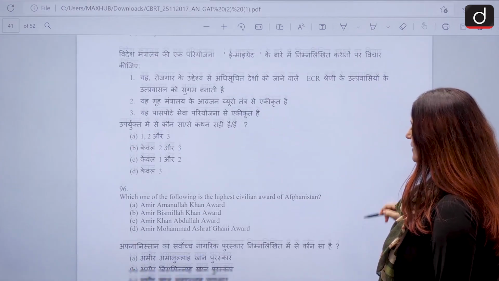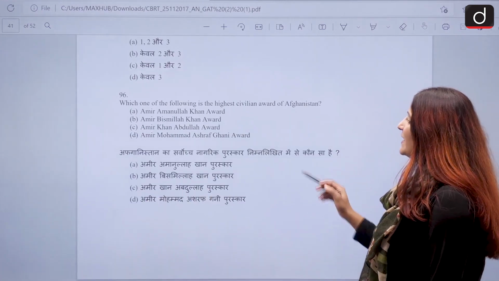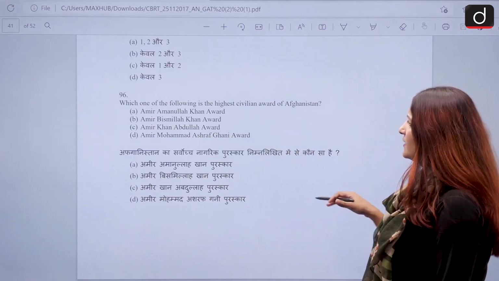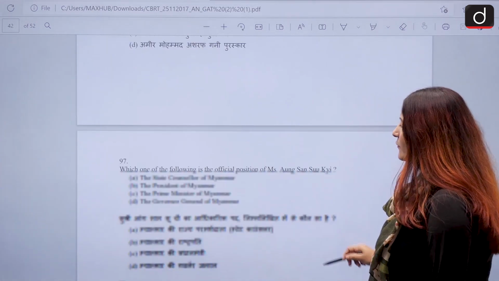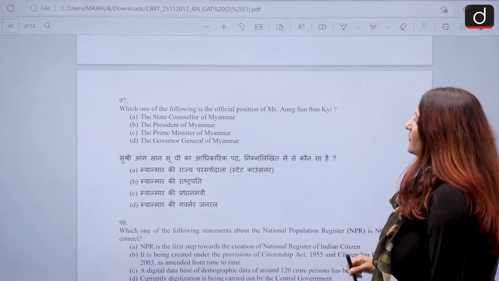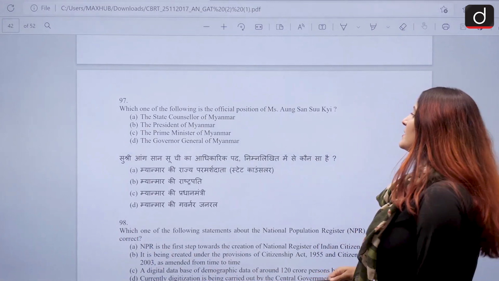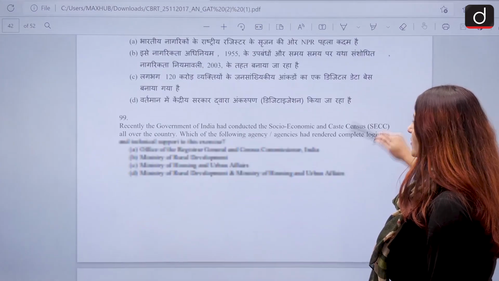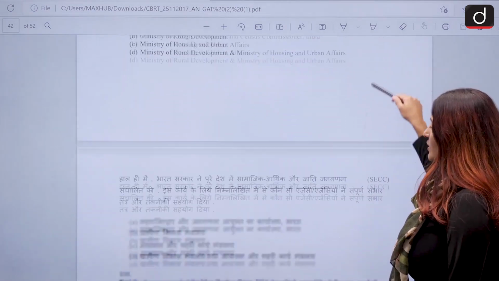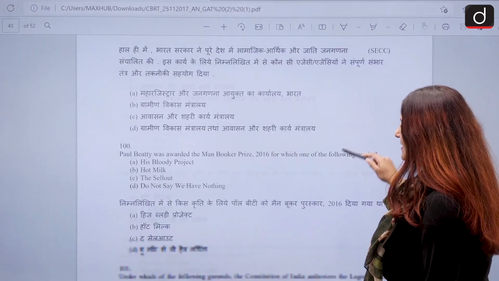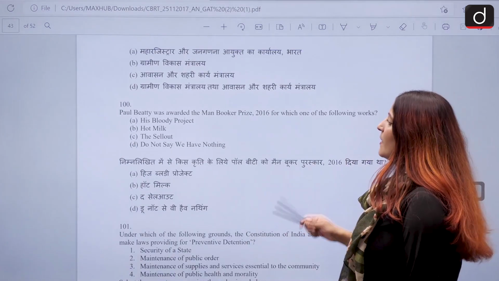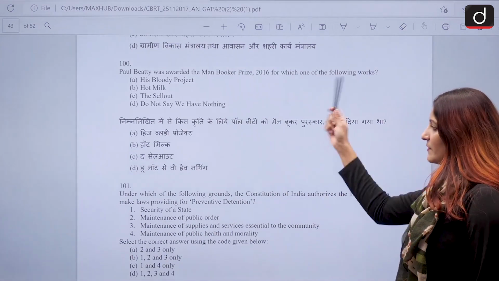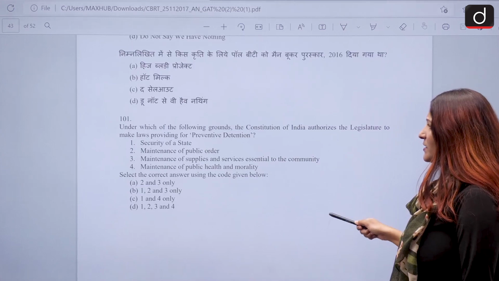Then what else can we see over here? Which one of the following is the highest civilian award in Afghanistan? Afghanistan, of course, is still in the news. We can expect some sort of questions like this. Which one of the following is the official position of Miss Aung San Suu Kyi? This belongs to, of course, current affairs. National Population Register has been asked. Socio-economic census has been asked. Paul Beatty was awarded the Man Booker Prize for which of the following works? Static as well as current affairs, both can be said over here.